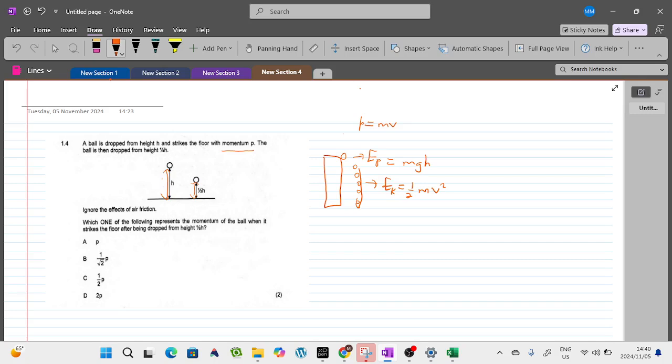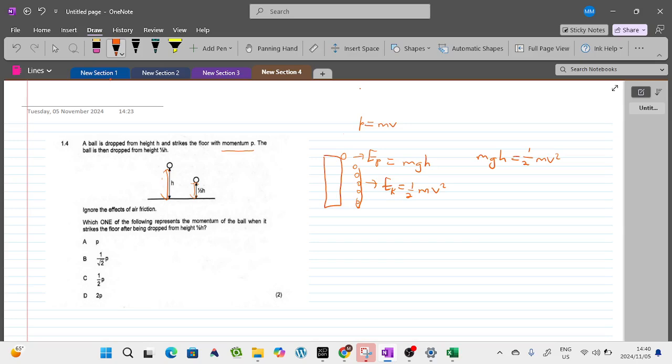This is why we say this potential energy, which is mgh, is equal to this energy, half mv squared. It's the same energy but in another form. Since we need to know v in order to find p, we need to know v in order to find momentum. So let's try and solve this equation for v.